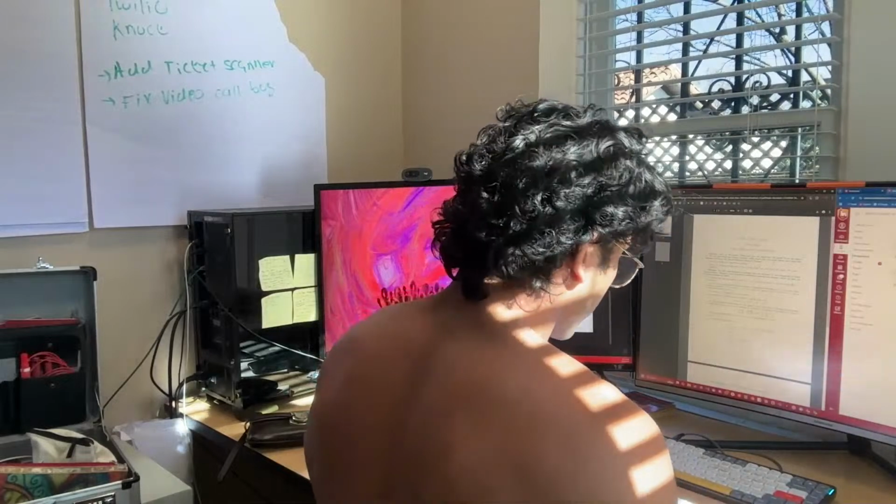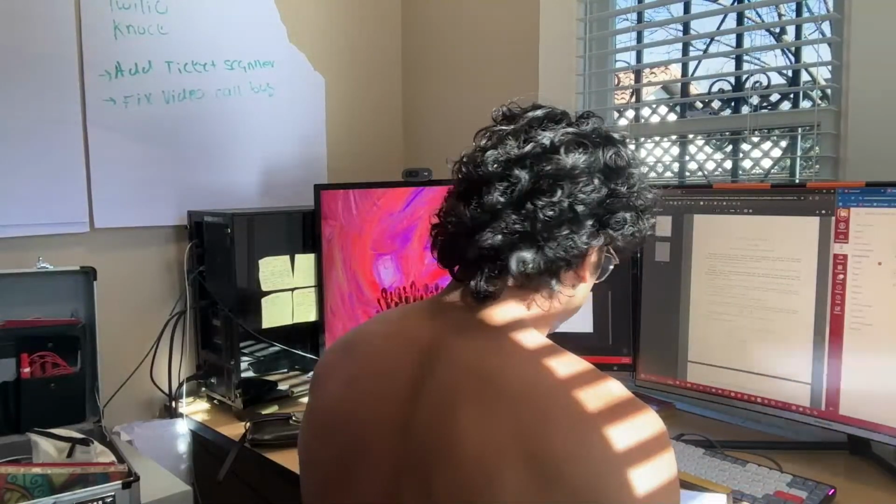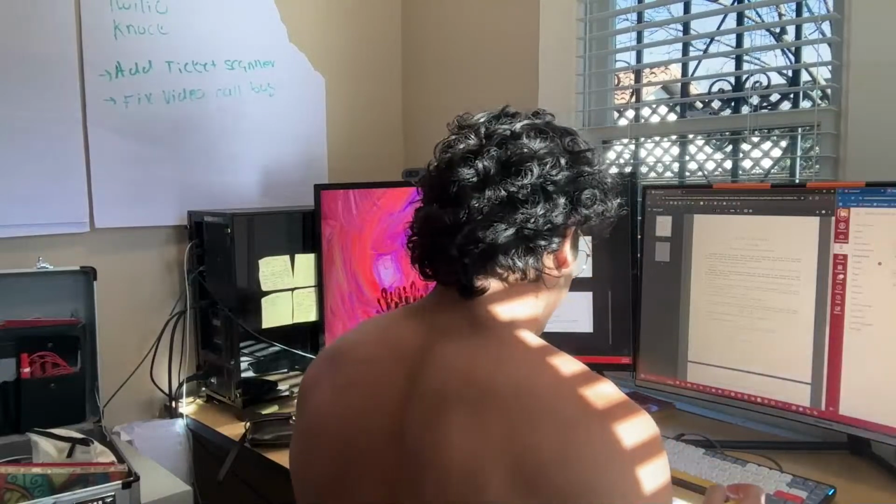How many chapters is this? Pages. Only 50. Only like 11 pages. I can read that.